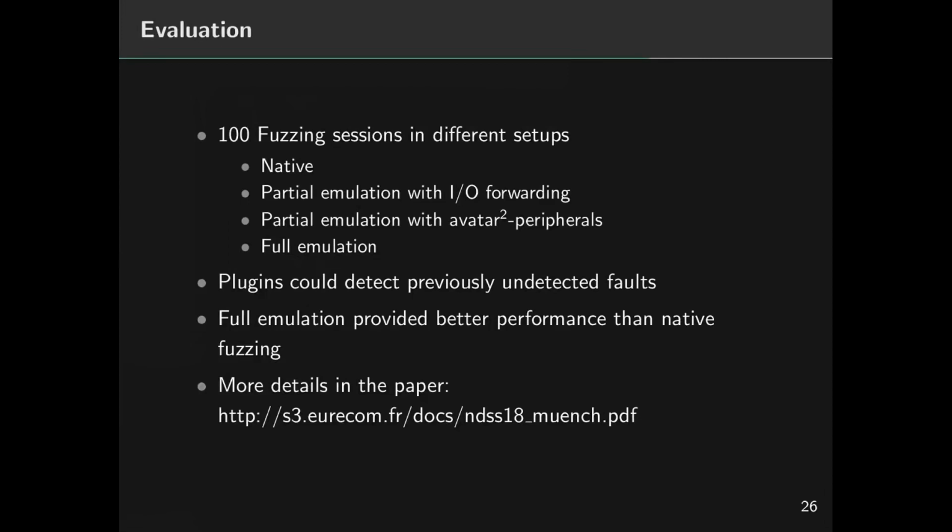So for evaluating this, we did 100 fuzz sessions of 1 hour each in quite different setups. We fuzzed the firmware against the native board, then we used partial emulation with forwarding of I/O to the board. We used partial emulation without the board, but with an avatar peripheral, and we utilized full emulation. With the plugins, we could detect previously undetected faults. And quite interestingly, the full emulation provided better performance than native fuzzing due to the fact that even inside the emulator, the clock speed of the emulated firmware is higher than on the actual device.